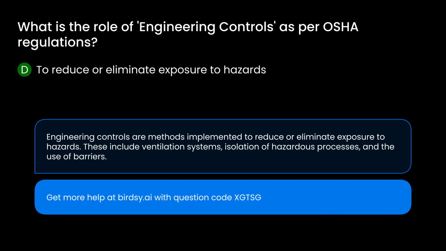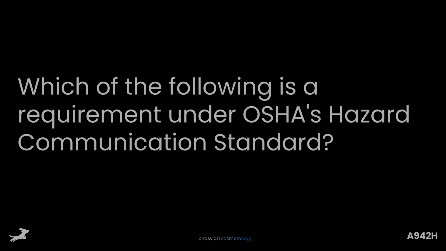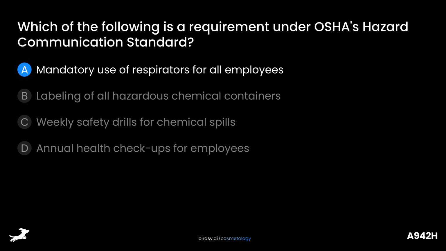Engineering controls are methods implemented to reduce or eliminate exposure to hazards. These include ventilation systems, isolation of hazardous processes, and the use of barriers. Which of the following is a requirement under OSHA's Hazard Communication Standard? Is it A, mandatory use of respirators for all employees? B, labeling of all hazardous chemical containers? C, weekly safety drills for chemical spills? Or D, annual health checkups for employees? The answer is B, labeling of all hazardous chemical containers.